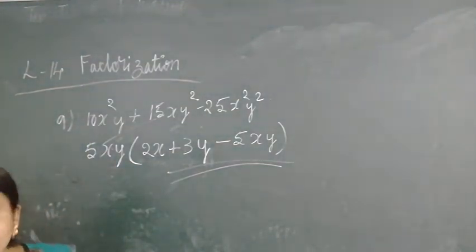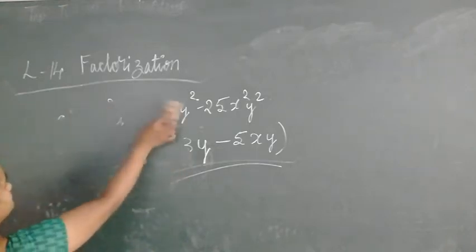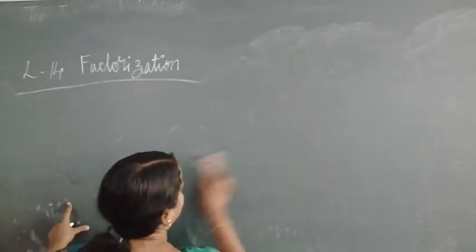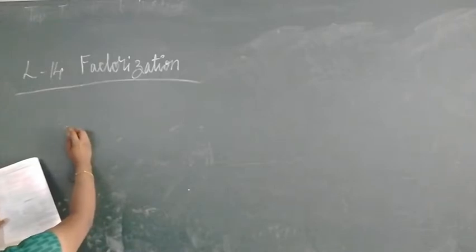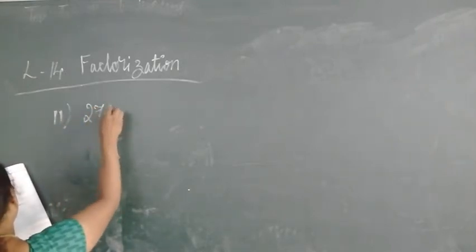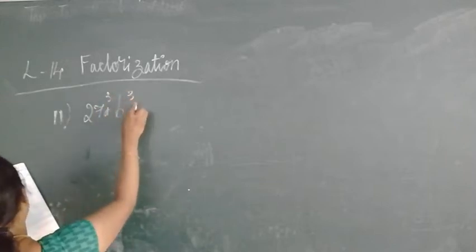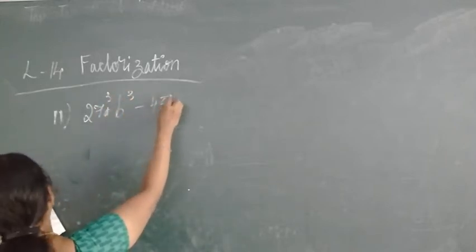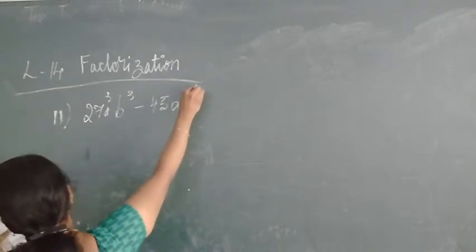It's completed. Now question number 9 is completed, 10 is the homework. Now question number 11, I will solve it. 27a cube b cube minus 45a to the power 4 b square.